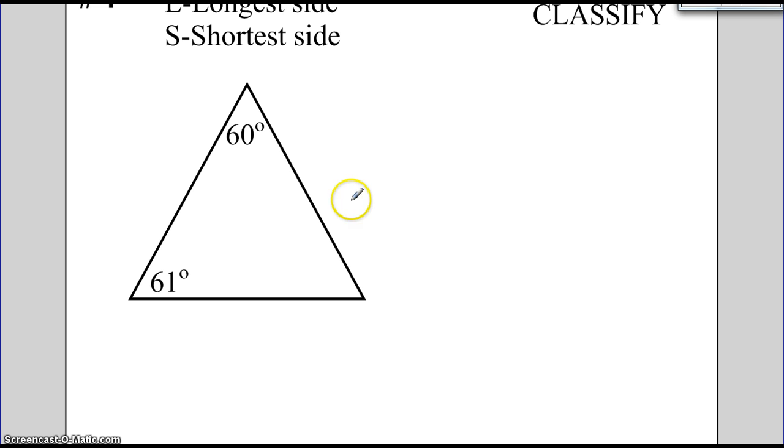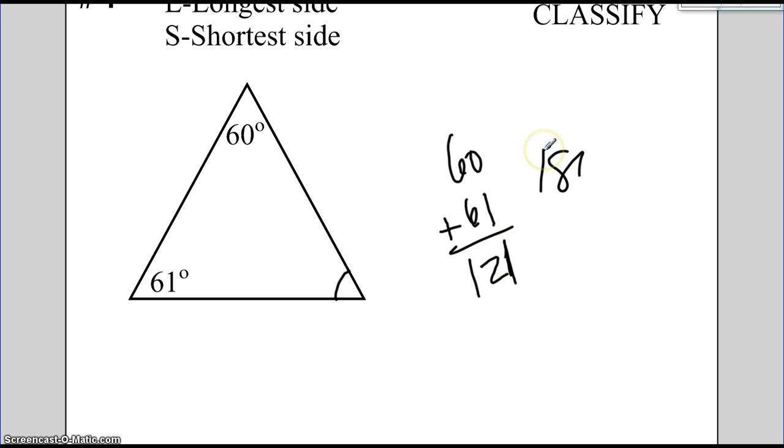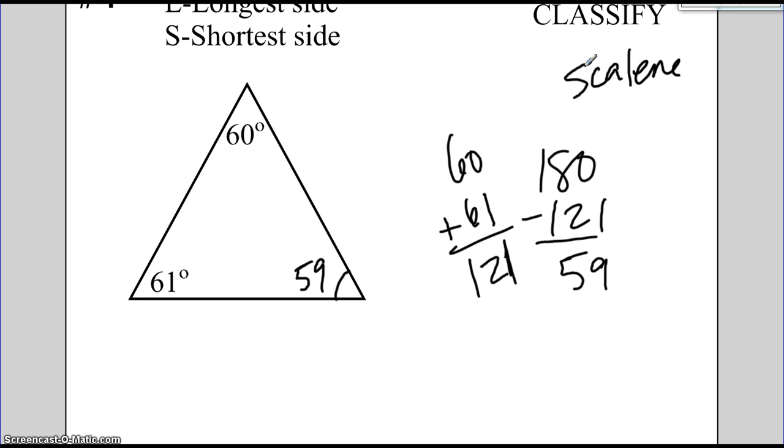The longest side here, first off, before I even start, I know I have to find this angle. 60 and 61 give me 121, and I take 180, subtract 121, I get 59. None of the angles are the same, so that means none of the sides are the same. Therefore, this is a scalene. All the angles are less than 90, so this is acute.